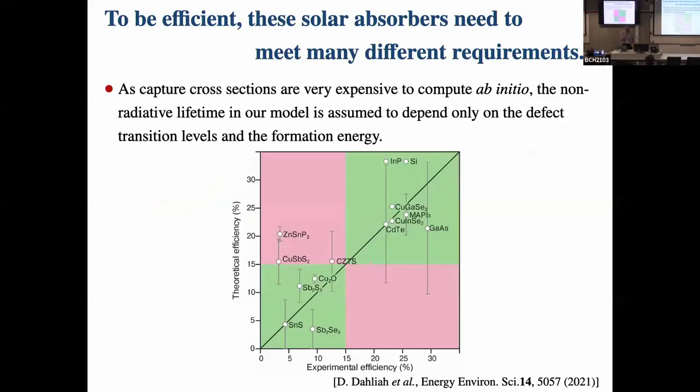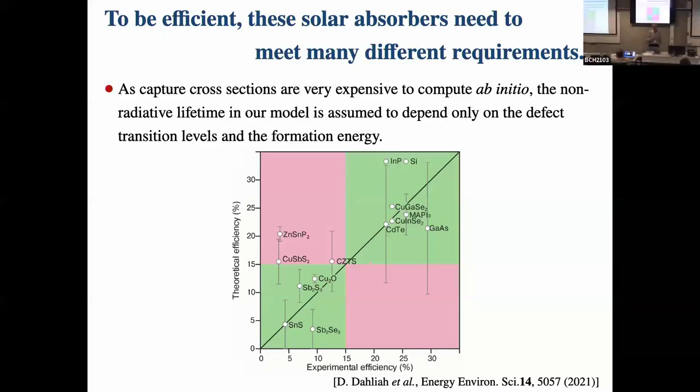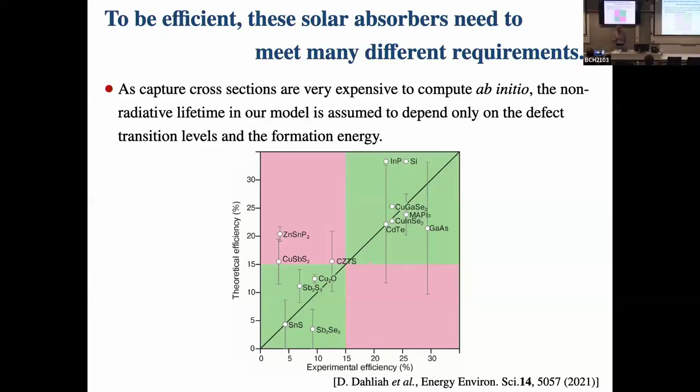So we have developed a model in which we first assumed that the cross section was constant, because it's difficult to compute, okay? We then computed the position of the defect, and from there we could get an idea of the radiative lifetime of the carriers in different kinds of materials, and we compared the efficiency that we got out of this model, which took the position of the levels into account, to the experimental efficiency.